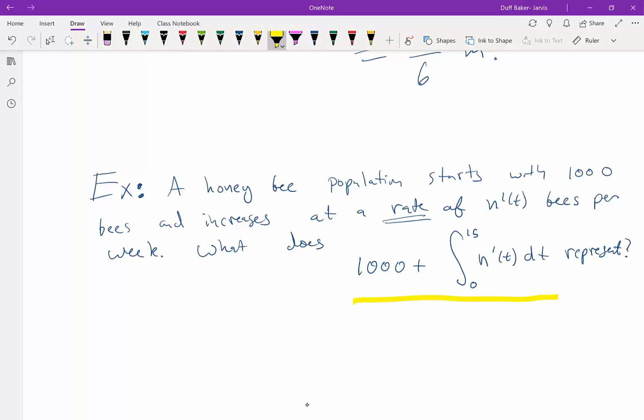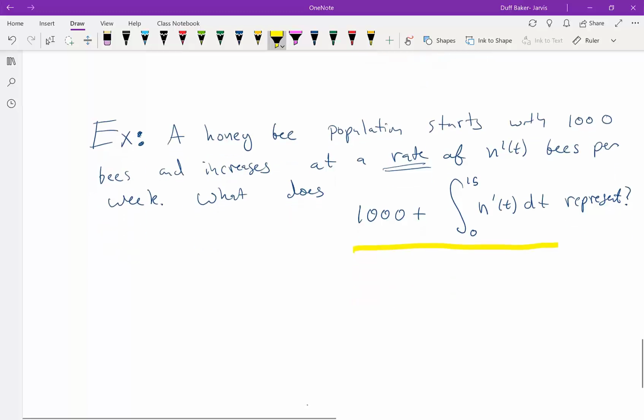And so, in sort of words, 1,000 is what? It's the initial bee population.